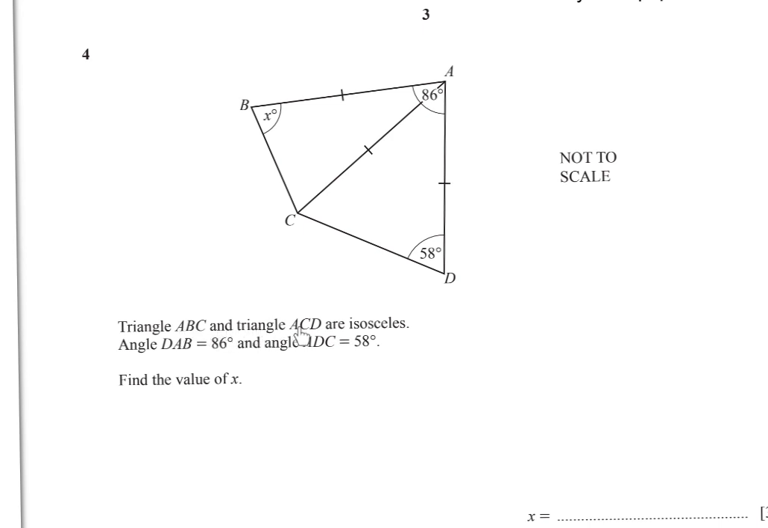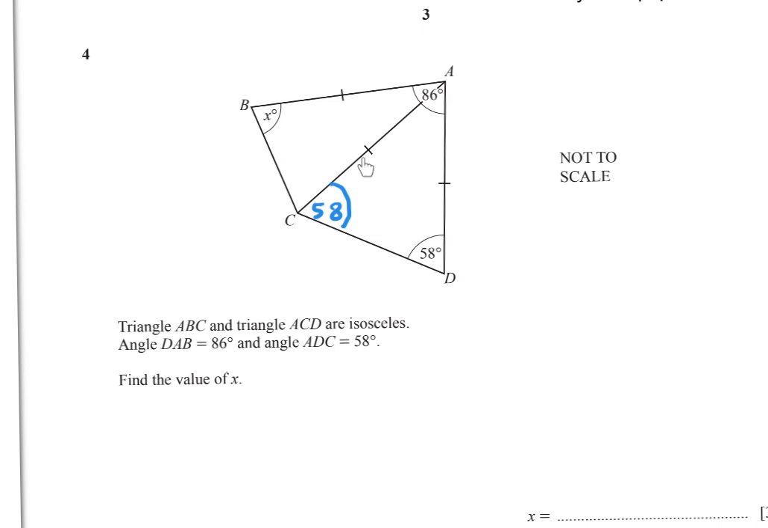Number 4, triangle ABC and triangle ACD are isosceles. Angle DAB equals 86. Angle ADC equals 58. Find the value of x. How to find the value of x? We have 2 isosceles triangles. This is isosceles and this angle is 58. So this and this one, 58.